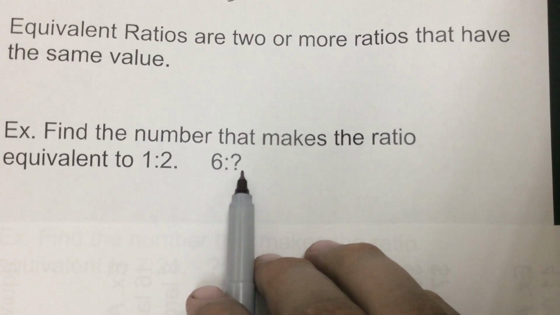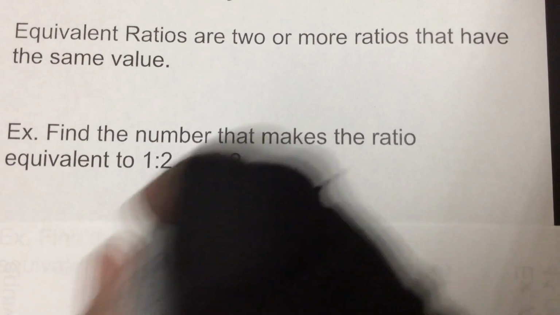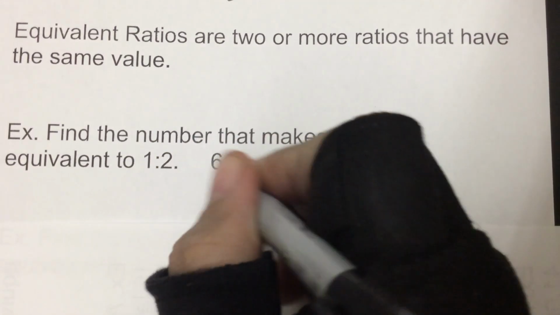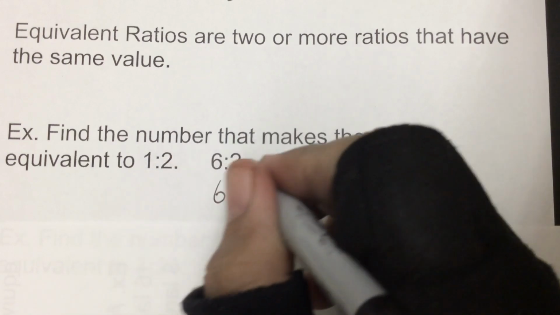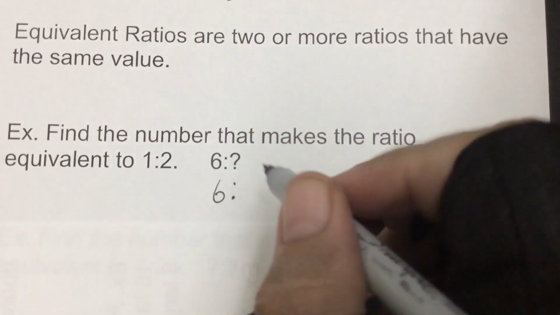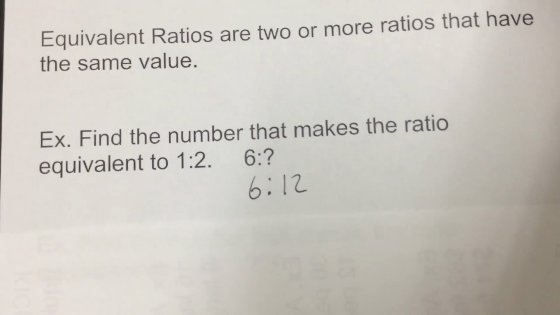So 6 to what? What's this missing number to make it 1 to 2? If we think about it, 1 to 2, if we have 6 of those, 6 is our first number. What did we take times 1 to get 6? Well, 6. So we're going to do that same thing with the second one. 2 times 6 would then be 12. So 6 to 12 would be the same thing as 1 to 2. That would be an equivalent ratio.